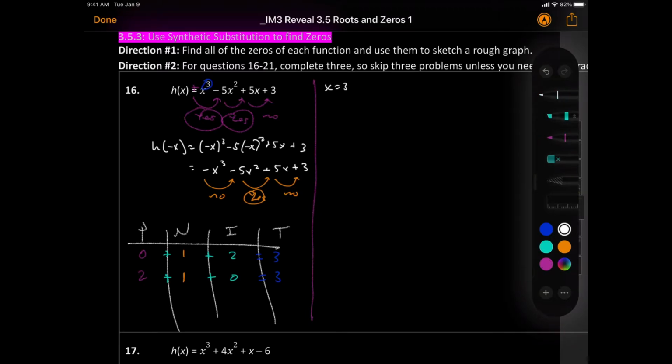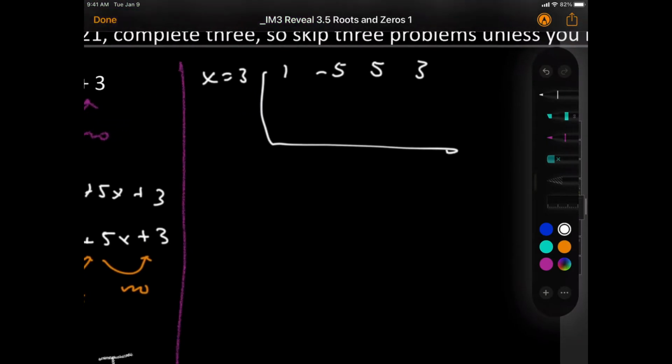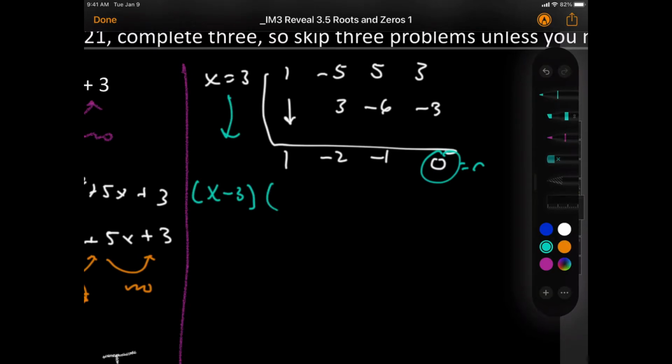So x equals 3. We'll just use synthetic substitution or division really quickly just to double check that. Okay, so we bring it down, multiply 3 times 1, add down, multiply, add down, multiply, add down. So that is our remainder. So we have x minus 3. Remember, you can count up. So I have x squared minus 2x minus 1.